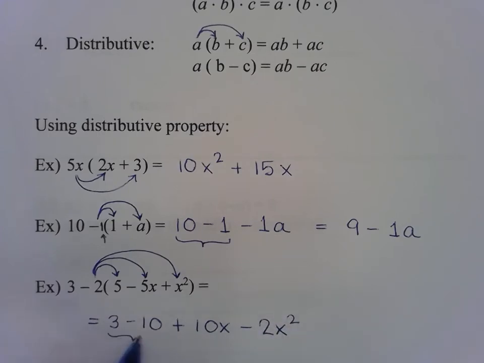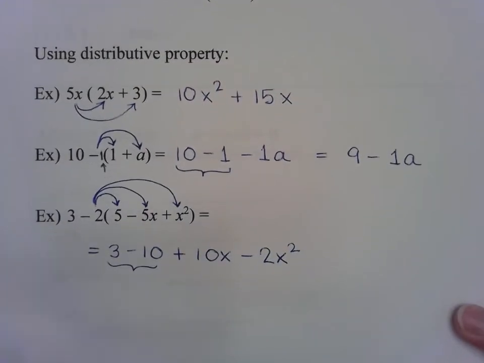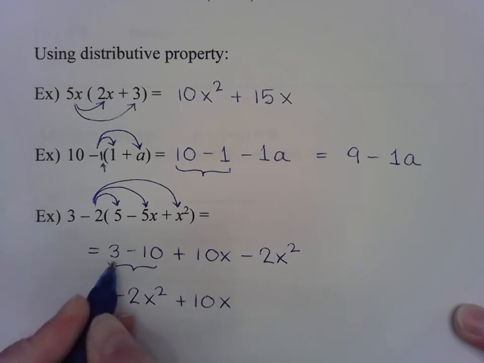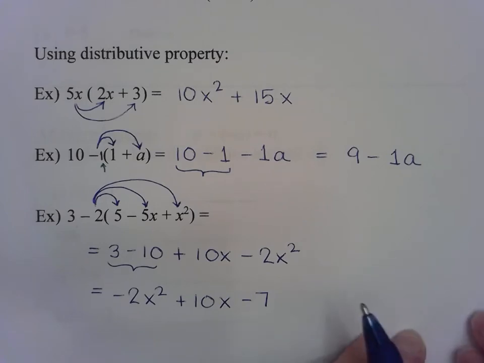Then we're able to combine these numbers together at the bottom here. And it's usually a good idea to write it in descending powers of your variable. So the highest exponent is the squared, and any negative is attached to the number behind it. So this would be the same as -2x squared plus 10x, and these two added together would be a -7.